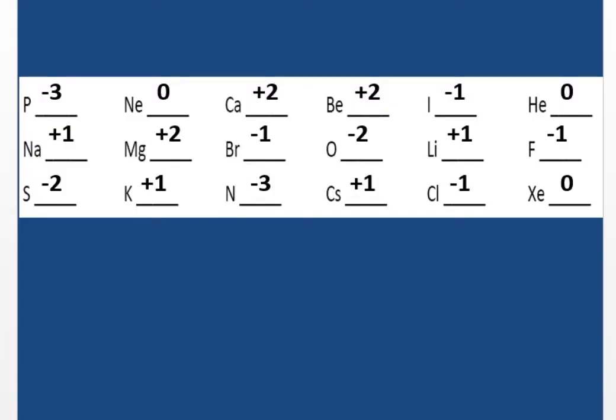Here are the charges of the most common elements in their compounds. As you see, the phosphorus element here is minus 3. Why? Because it's in the 5A group. It's a nonmetal, so it will be negative. After 5, 6, 7, 8, there are 3 levels, so it will be minus 3. And you see xenon is 0 because it's a noble gas. Lithium is in the 1A group and it's a metal. Because it's a metal, it's positively charged and the group number is 1, so it is plus 1.